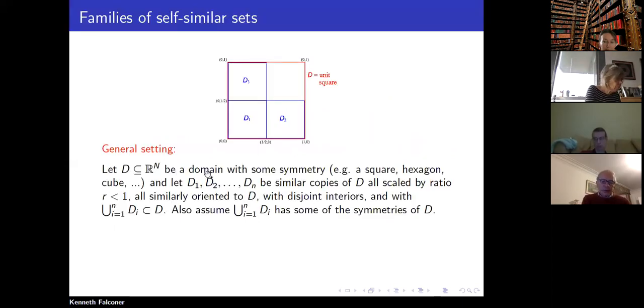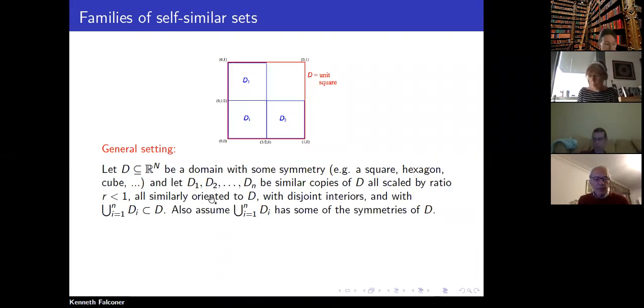So let's put this in a general setting, but I am going to keep these three small squares and a big square as an illustrative example as we go through. So keep that at the back of your mind. But in fact, all we need is some domain D in n-dimensional Euclidean space, and D itself should have some symmetry. It could be a square, as we've seen. It could be a hexagon, a cube, or something like that. And I want D1 up to Dn to be similar copies of D, all scaled by the same fixed ratio r. In our example, it was a half.